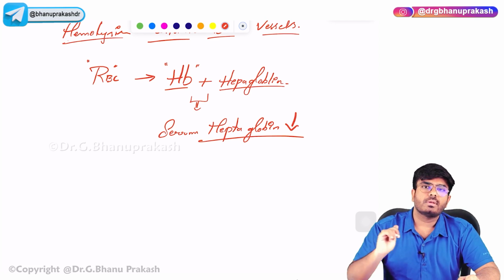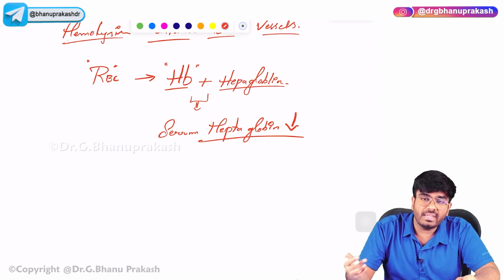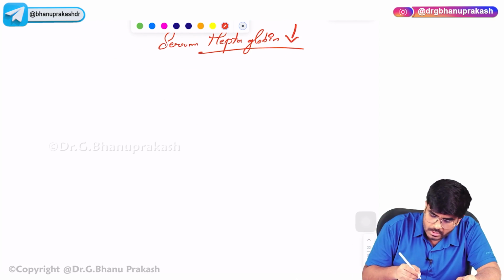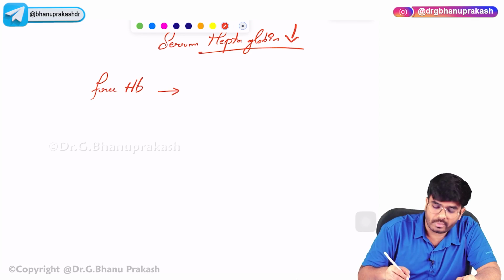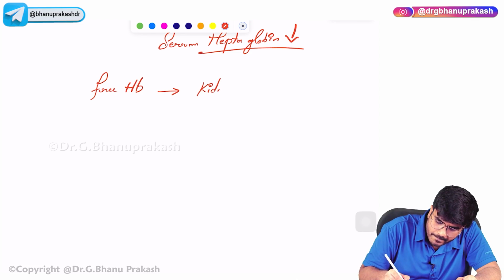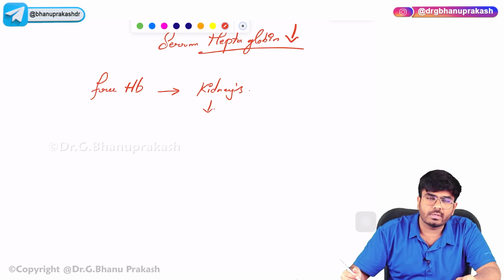Okay, it's going down. Second thing, as the haptoglobin is not available, now we are having what? Free hemoglobin. Now where will it go? The free hemoglobin will go to the kidneys. Now it's going to filter over there. So the hemoglobin is getting filtered into the urine, and the hemoglobin is going to come out in the urine.